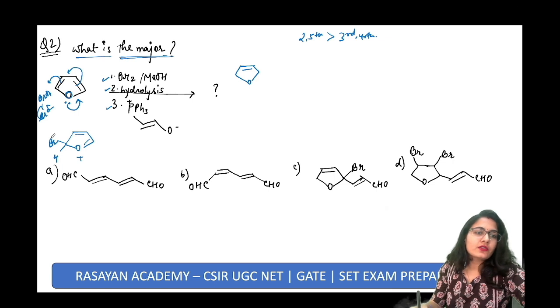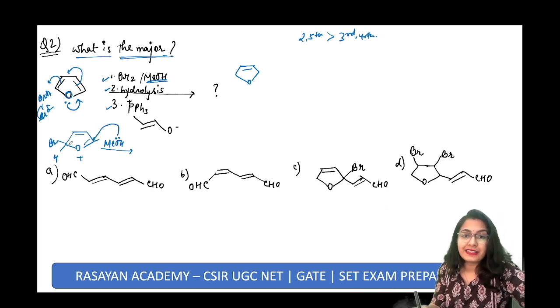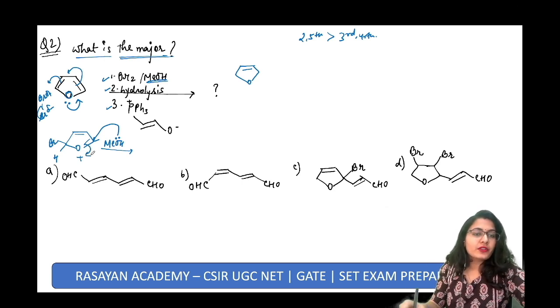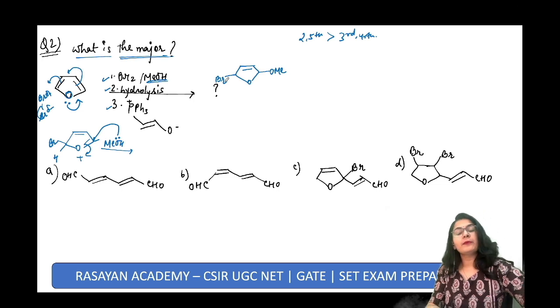Alright, chalo. So we did this. Now what? Is the proton going to be lost and it is going to regain the aromaticity? No. There is a nucleophilic solvent over here, as I can see. So that nucleophilic solvent is going to attack. Okay, so that means it is not regaining the aromaticity because the furan aromaticity or stability is the least. Now what happens? The bond is going to fall on this oxygen, and you are going to get OMe and Br. It is no more aromatic.